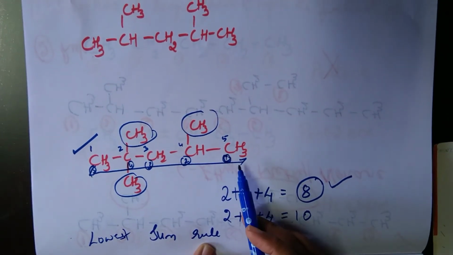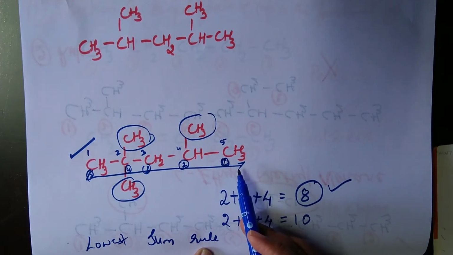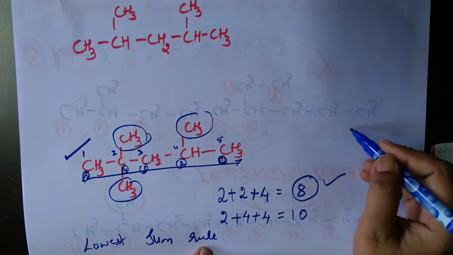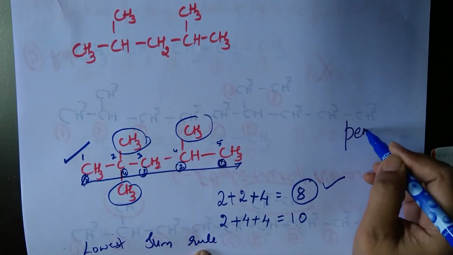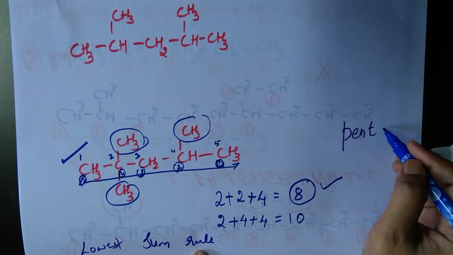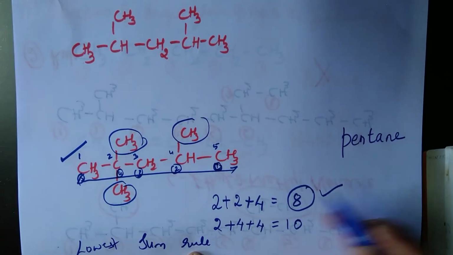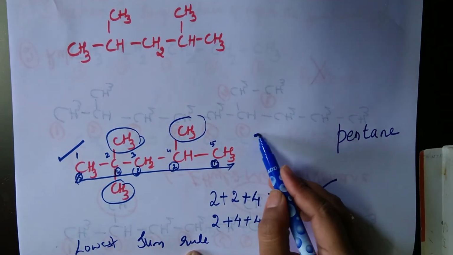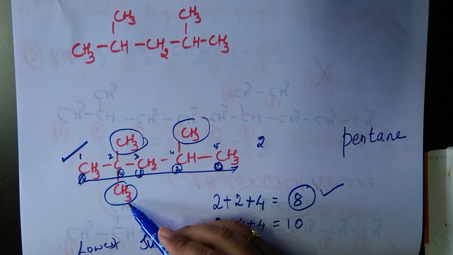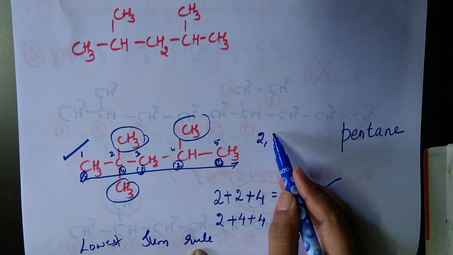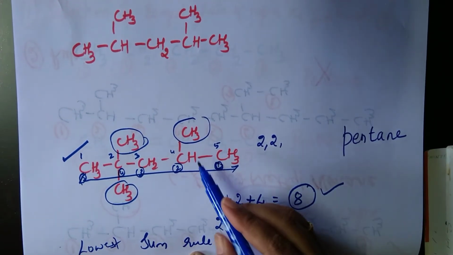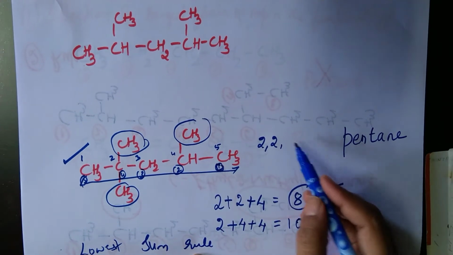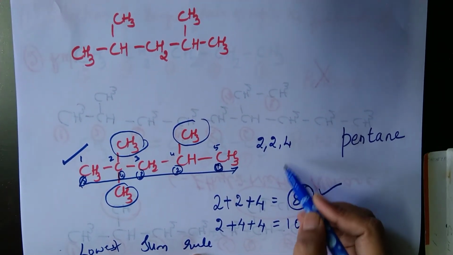So the longest carbon chain has been selected. How many carbon atoms are there? 5. So the root word will be pent. Single bonds are there, so ANE. On carbon number 2, I have a methyl group, so I will write 2. Then where is another methyl group? On carbon number 2 only. So 2, 2. Where is the other methyl group? On carbon number 4. Yes.